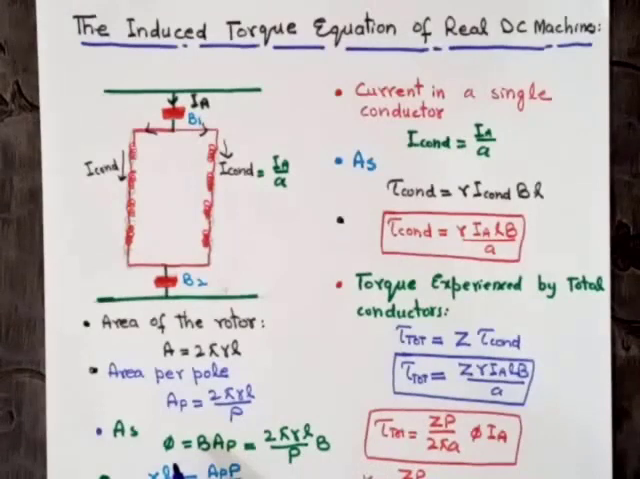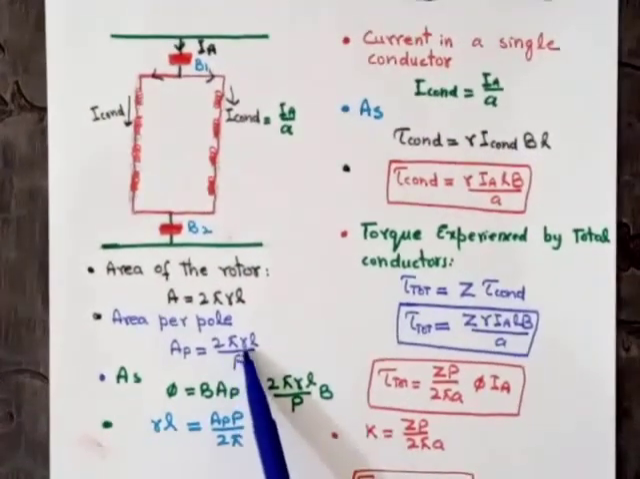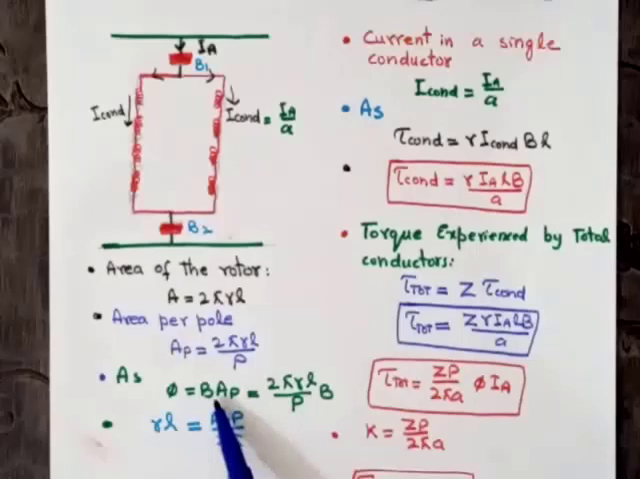As we know, flux is equal to B into A, and the value of A is equal to 2 pi r L over P. Putting the value of A in this equation, we get 2 pi r L over P into B. And we can find the value of rL from this equation. The value of rL is equal to A P over 2 pi.